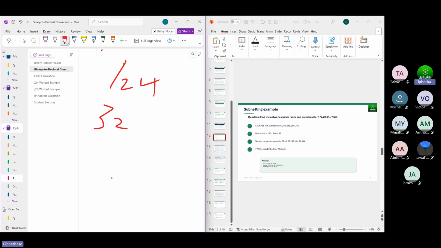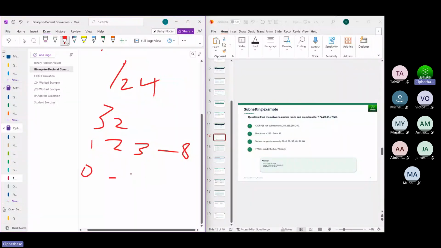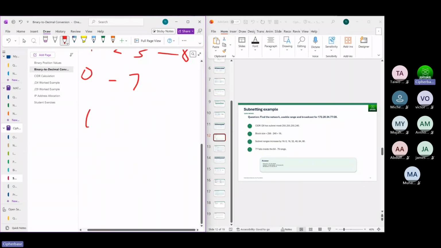We also have what is called the subnet mask, so we talk about that as well. Now we have 1 to 8, which is called the octet that we talked about earlier, and we also have 0 to 7. If you understand very well, a computer only understands 0 and 1. That's the language the computer understands.